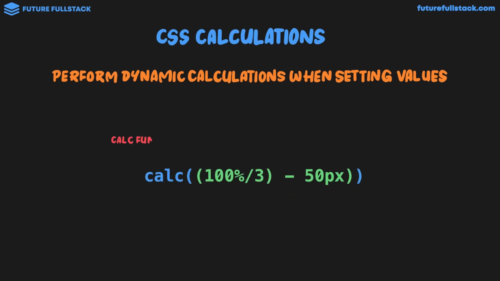We use a calc function, which has similar syntax to the variable function we saw earlier, but instead of var, it's calc for calc. And inside the parentheses, we can perform calculations. In this case, we're using mixed units. We're dividing 100% by 3 and minusing 50 pixels. So let's play around with this inside VS Code.